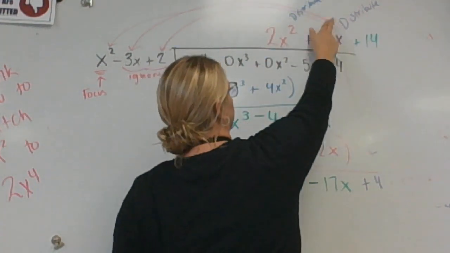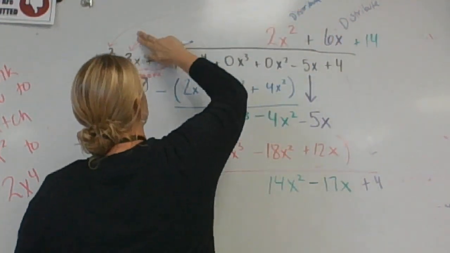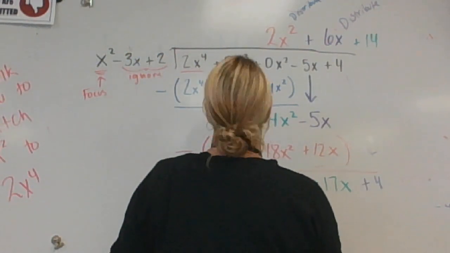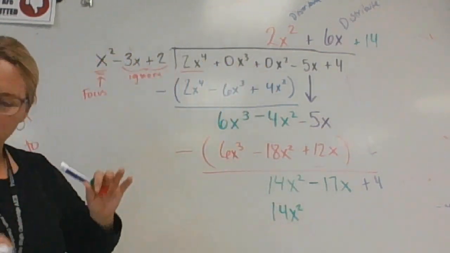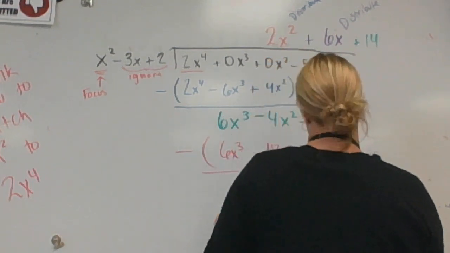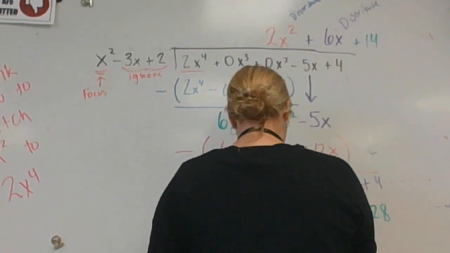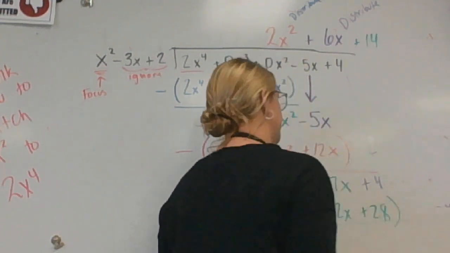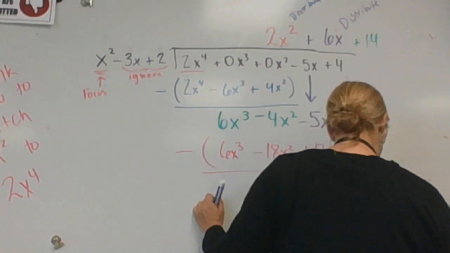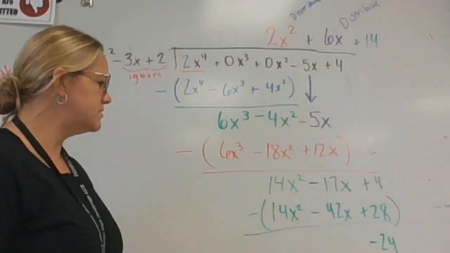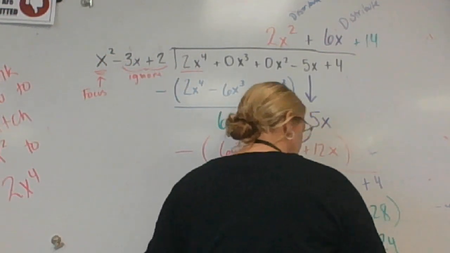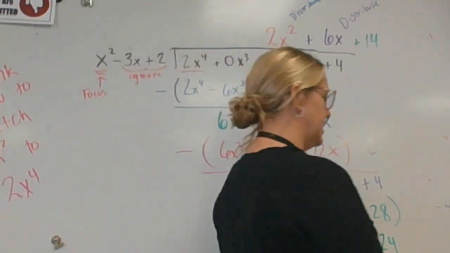Distribute it. Okay, distribute that. I get 14x squared. 14 times 3. 42. 28. Okay. Subtract down. 4 minus 28. Negative 17 plus 42. Boom. This is our remainder.